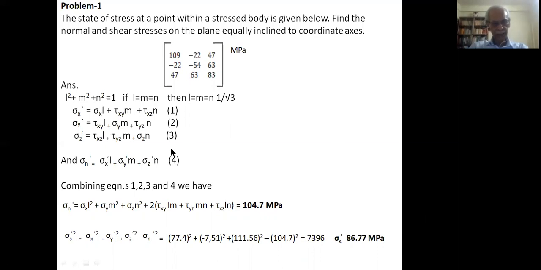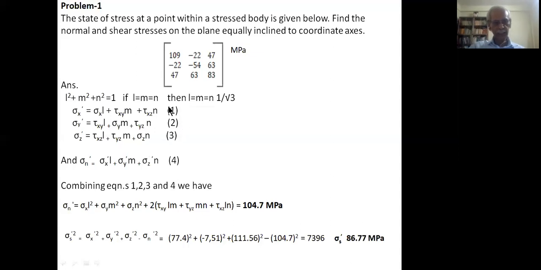Now, if you look back, remember that we have written these four equations, which are very important. First, equation 1 gives you the component of the stress on the inclined plane in the x direction in terms of the original stresses, sigma x, tau xy, tau xz. Then the component of the resultant stress on the inclined plane in the y direction was given in terms of stresses on the original planes, tau xy l, sigma y m plus tau yz n. And similarly, the component of the resultant stress on the inclined plane in the z direction was given in terms of tau xz l plus tau yz m plus sigma z n.